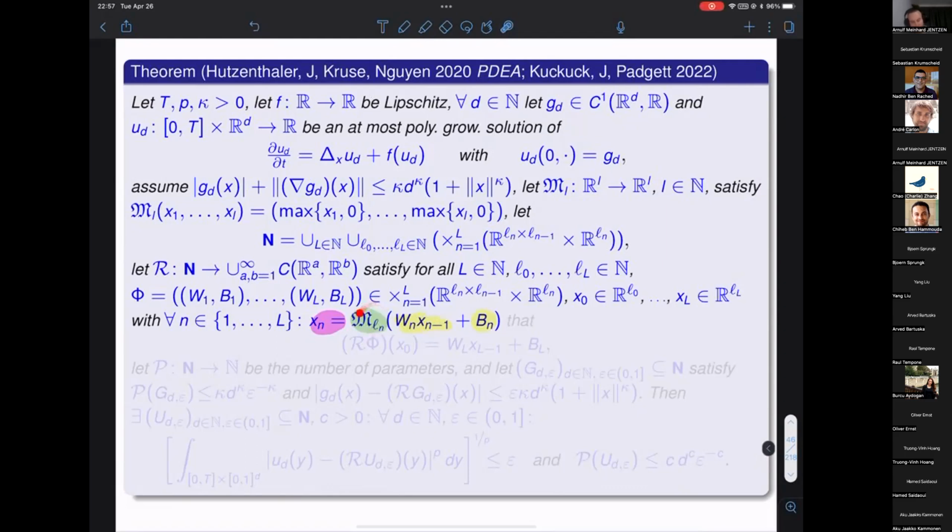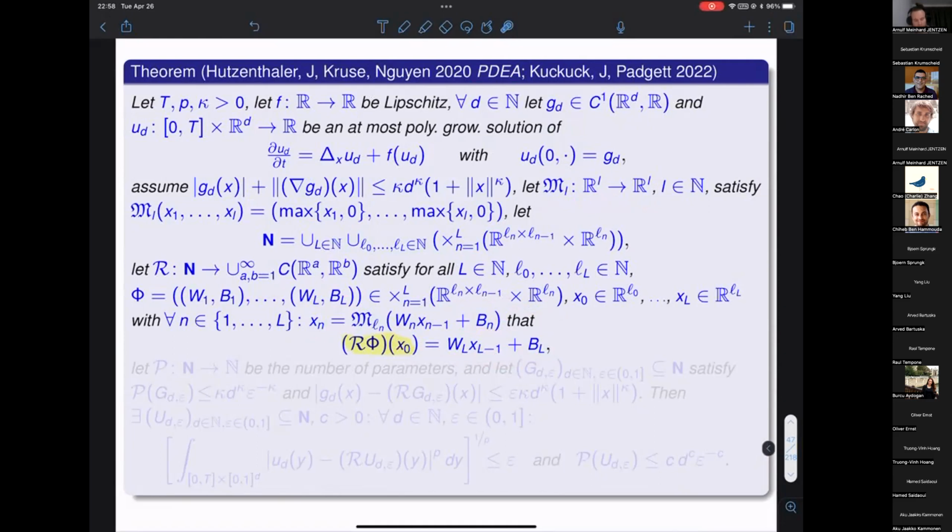And finally, the realization function: R(phi)(x_0), where phi is this neural network, this L-tuple of matrix-vector pairs, is assigned, for any x_0, the value W_L x_{L-1} + b_L. So at the output, we don't apply the nonlinear activation function anymore, but just the affine linear transformation.